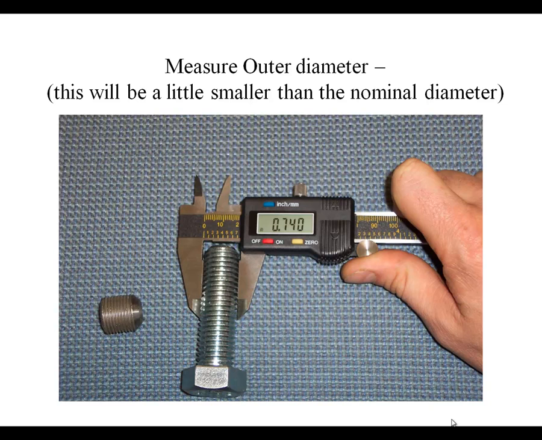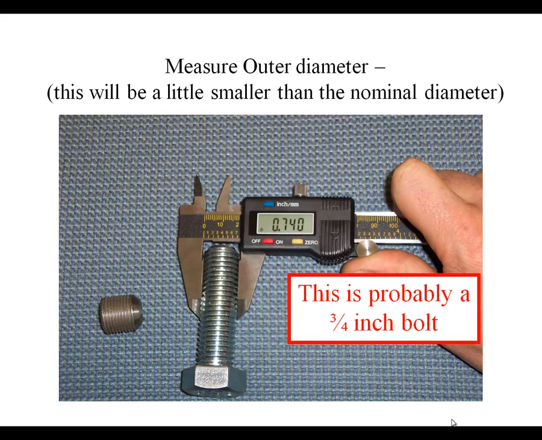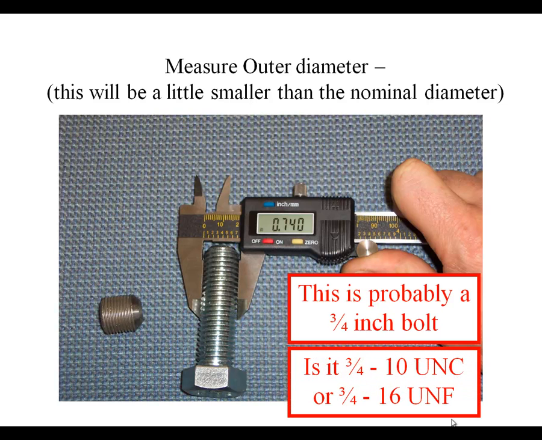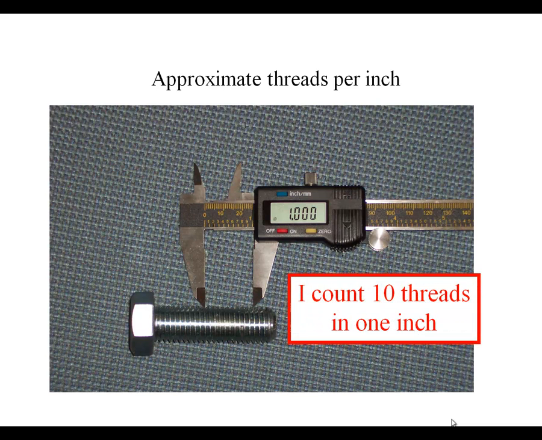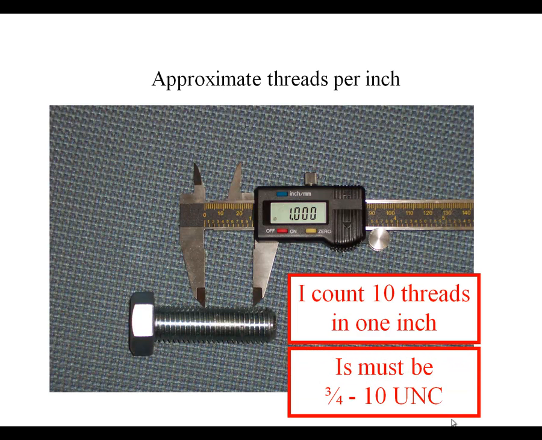Here's a bolt, and we're measuring 0.740. If we look at the chart, we see that it's probably a 3/4 inch bolt, which would be 0.75. And of course, 0.75 is the nominal diameter, which should be a little bit bigger than our measurement. But we ask, is it a 3/4 10 UNC or 16 UNF? This one's pretty clear that it is a coarse thread, but if it wasn't clear, we could certainly measure an inch length and count 10 threads in that 1 inch. So we'd know it must be a 3/4 10 UNC.